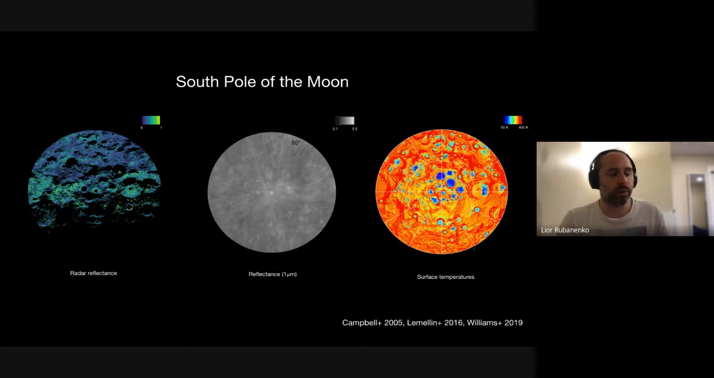Because when we look at radar reflectance on the south pole of the moon, in this case, we find no increased reflectance inside PSRs, permanently shadowed regions. When we look at reflectance, there's maybe a little bit. Here I'm indicating the contours of permanent shadows.